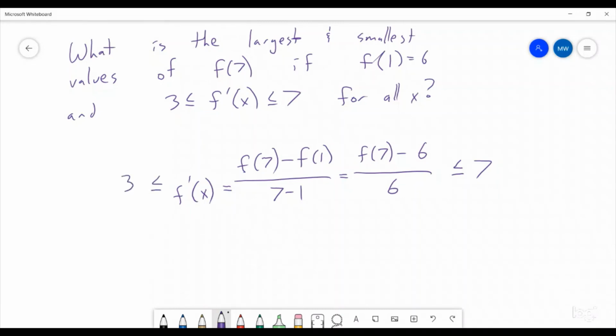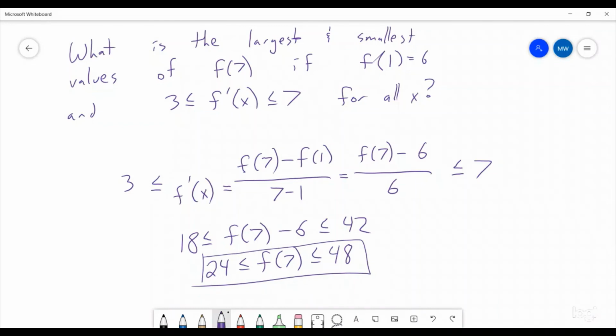So if we go through and solve this for what f of 7 can be, that's how we would go through and do that. So that means we get 18 is less than or equal to f of 7 minus 6, is less than or equal to 42. Add 6 to both sides, or all three pieces. We get 24 is less than or equal to f of 7, is less than or equal to 48. And there we go. That is the smallest and largest values that f of 7 could be.